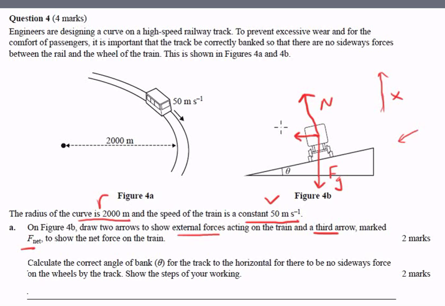It's as straight as I can get it. And they asked you to label this one F net. Okay? If it's not clear, if you're halfway between straight and down the ramp, again they'll mark it wrong. You have to be very clear about what the answer is.